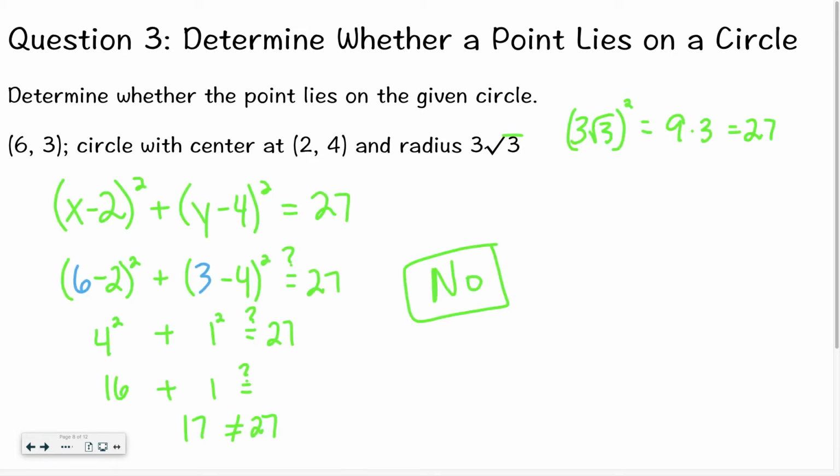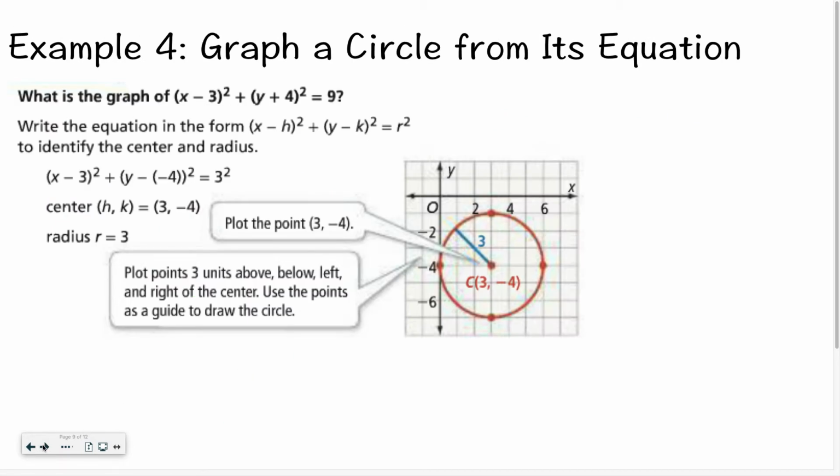All right, for this problem, hopefully you used the center to write your equation. When you squared 3 square root of 3, you ended up at 27, and then you plugged the point in to test it, and you found out ultimately that 17 does not equal 27, so it does not lie on the circle. All right, so example 4, graphing a circle from its equation.